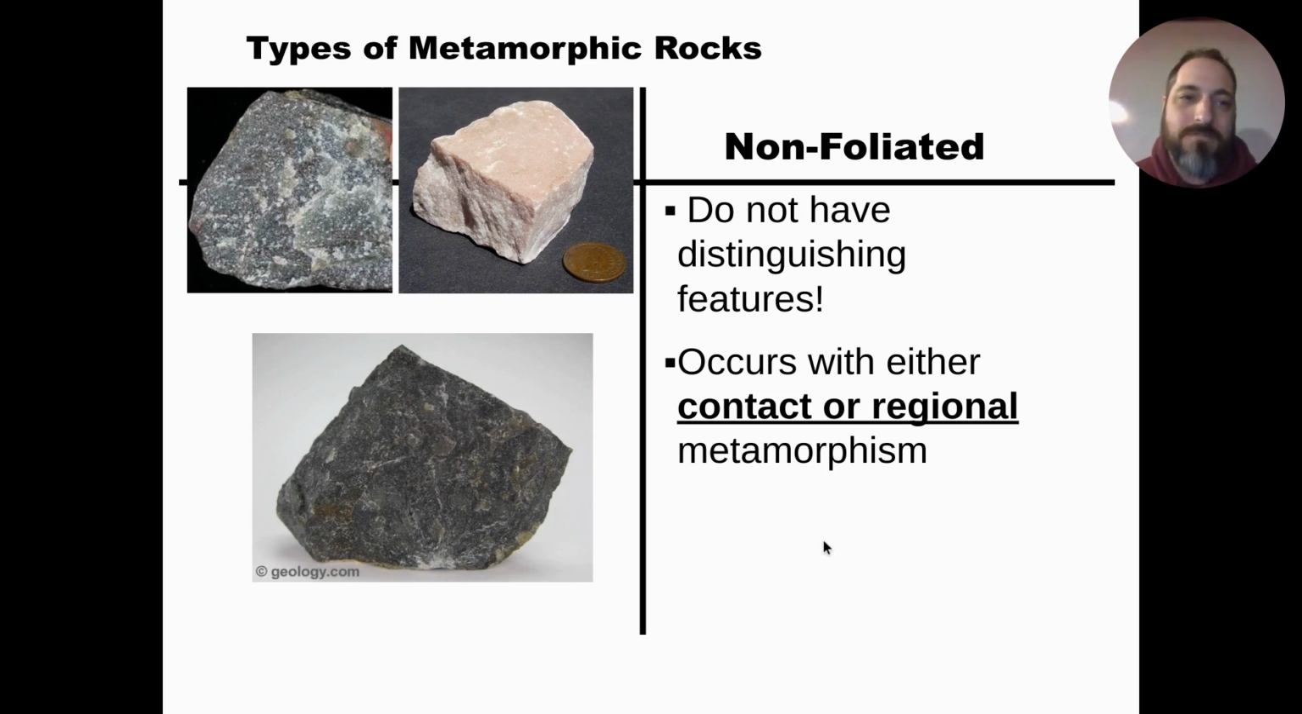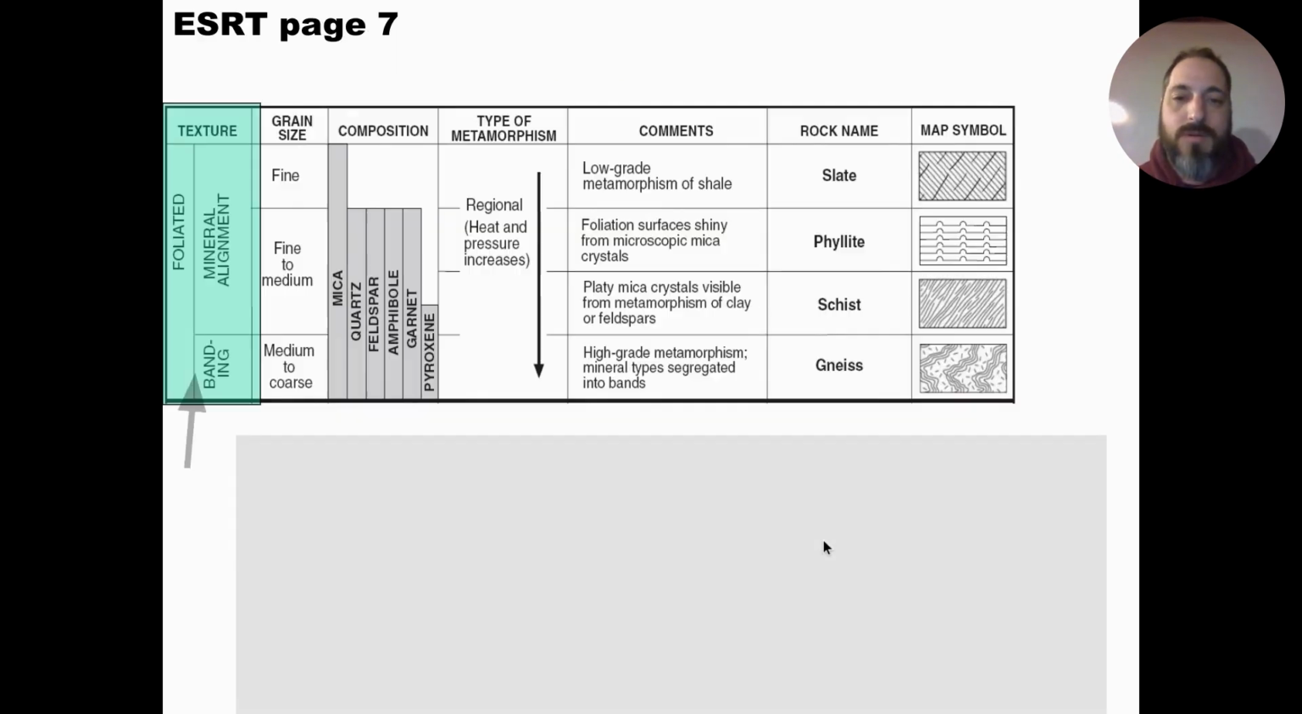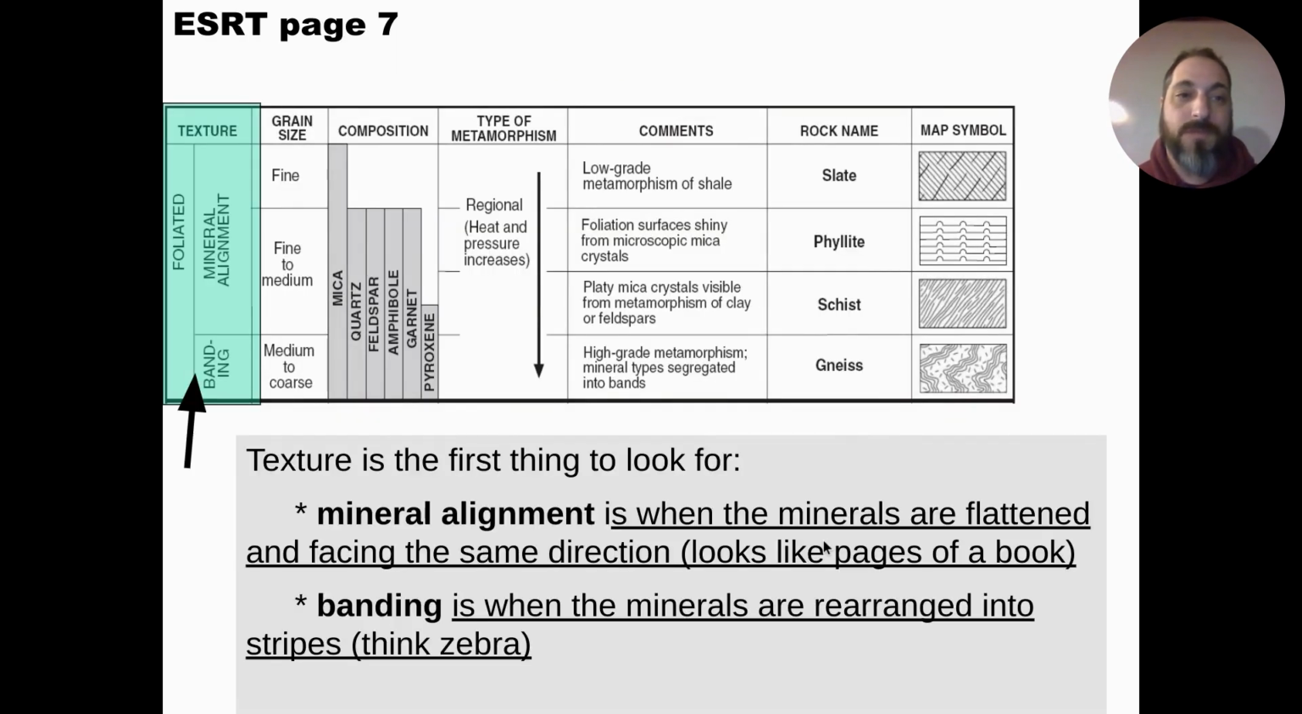Now, what makes these different from each other is the mineral content of them. So what they are made out of is going to be the biggest difference between all of these rocks. So the texture is going to be the first thing we're looking for. Mineral alignment, like I said, is when all the minerals are going to be aligned. They're going to be going the same direction. It's going to kind of look like pages of a book. Banding is when those minerals are so changed, they're actually going to separate out into different bands of color, right? You're going to alternate light and dark.